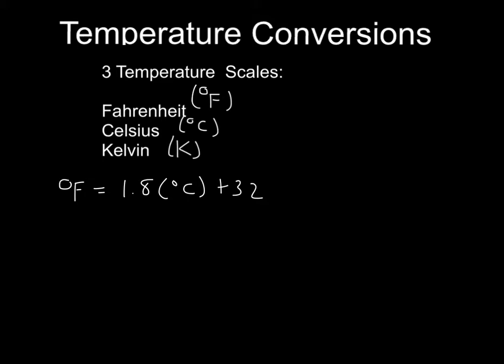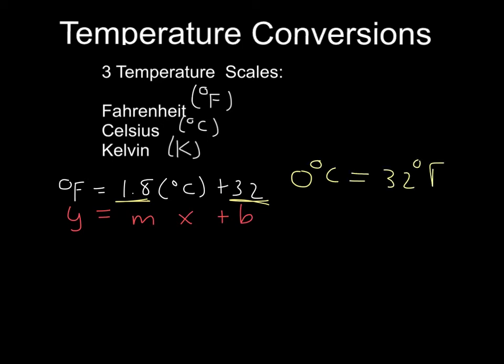This is written in the format of y equals mx plus b, which is our slope-intercept form back from your algebra class. What we can gather from this then is that 1.8 is your slope and 32 is your y-intercept. What that means for us then is when we have 0 degrees Celsius, we have 32 degrees Fahrenheit. This is where water freezes.